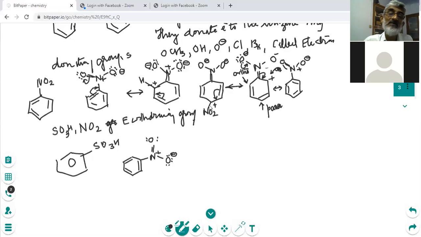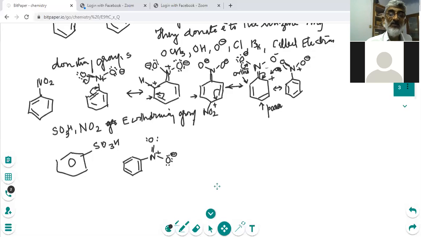Now what is the result of that? The result is that there is more electron concentration at the meta position. There is no change in the electron density of the meta position. Look very carefully, this is a meta position, with no change in electron density in any of the structures. But the ortho and para positions are electron deficient. So this is the effect.